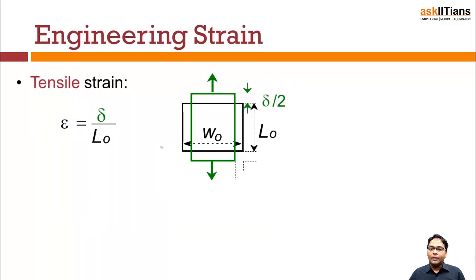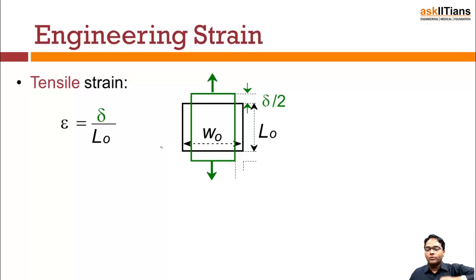Now we understand the strain. Whenever there is a force acting per unit area, that results in a stress. Stress results in some kind of modification in the object. So if I am talking about the tensile stress, what does tensile stress do?